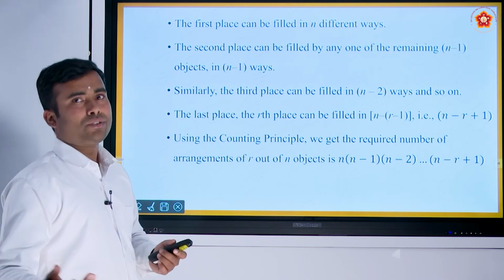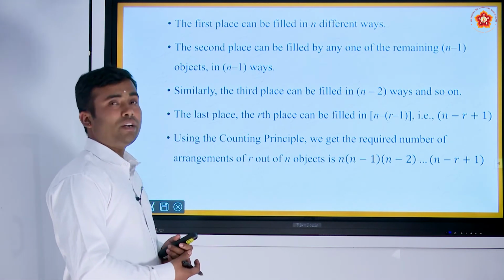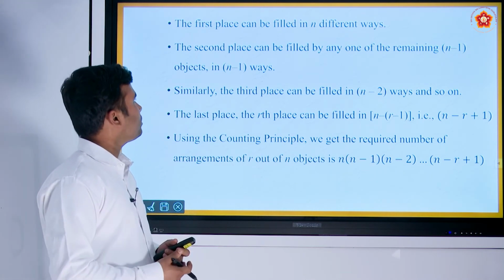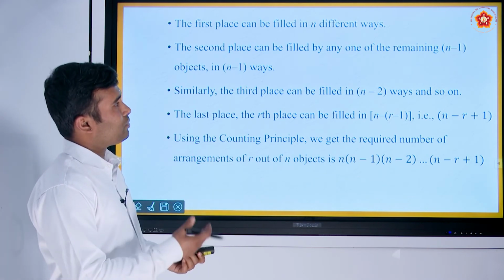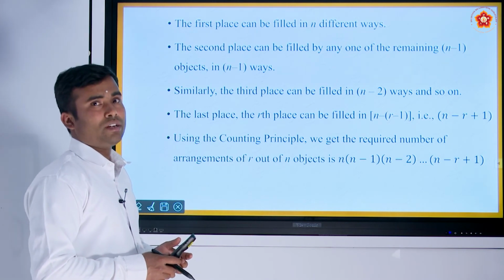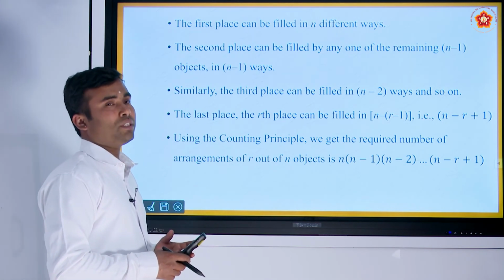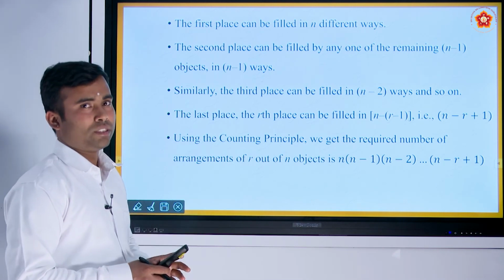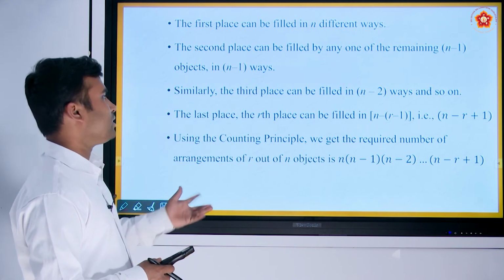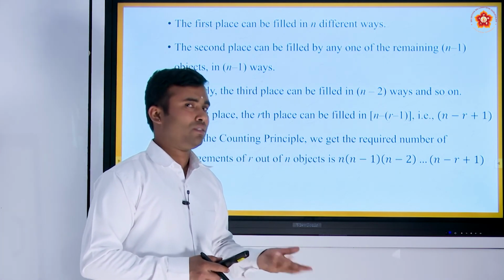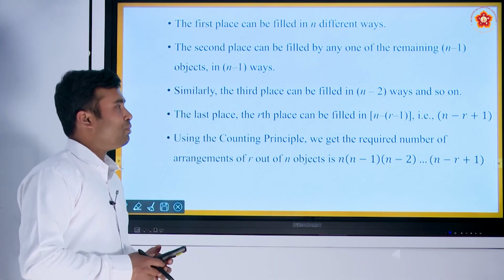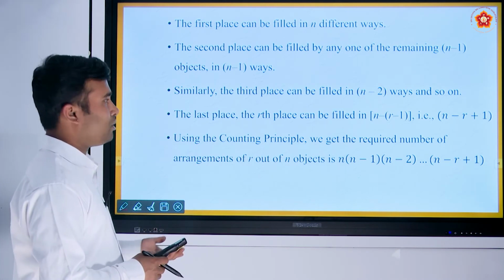See, the first place, as we discussed, is filled in n different ways, and the second place is filled by only n minus 1, because you already filled the first place in n different ways and removed one of the objects out of n objects, and you are left with only n minus 1 objects. Similarly, the third place can be filled in n minus 2 ways, because you removed 2 objects out of n objects.